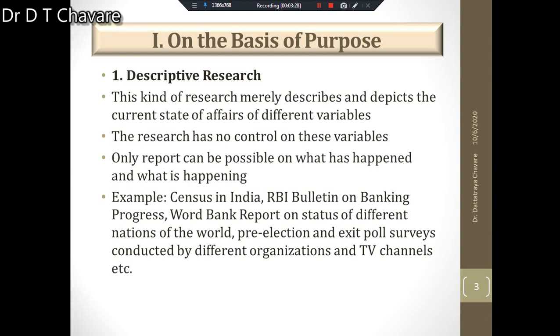The first class is on the basis of purpose. First, the research conducted on the basis of purpose is descriptive research. This kind of research merely describes and depicts the current state of affairs of different variables. Try to understand. Different variables are there, and about those variables, this type of research related to the current state of affairs is conducted. This research has no control on these variables. It means those variables are uncontrollable.